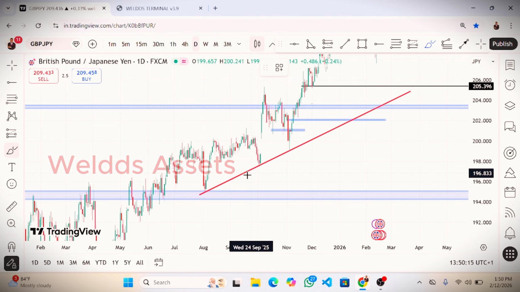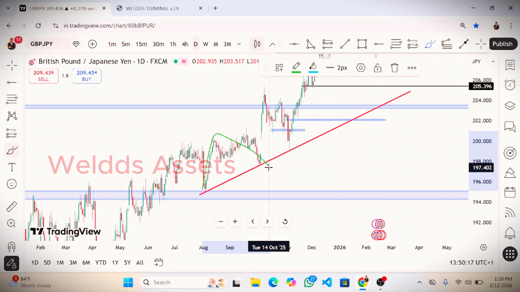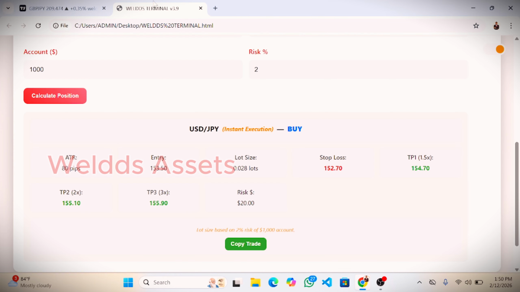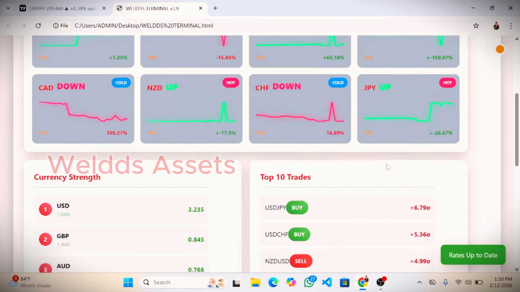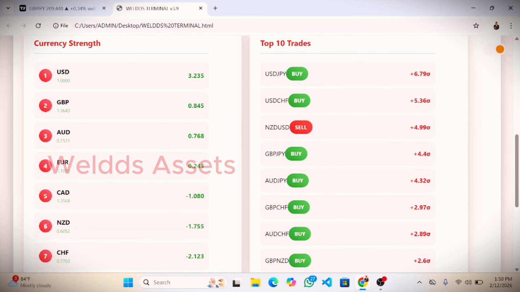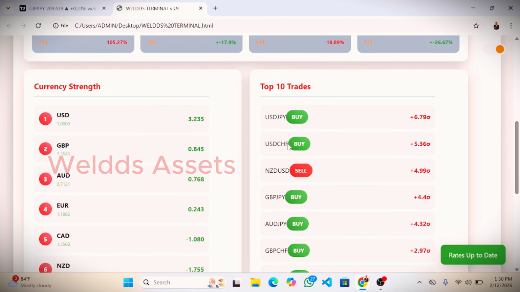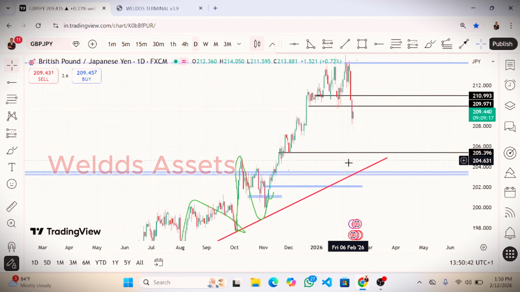If you look at this trend line, the market moved from here, dropped. This was one of the areas where we started trading. It went up there, came back, and then we continued. The Weldds Macro Terminal has kept on signaling that we should buy the British pound against Japanese yen. It was even the second trade, but it dropped. Okay, as the market began to react here, it actually dropped.